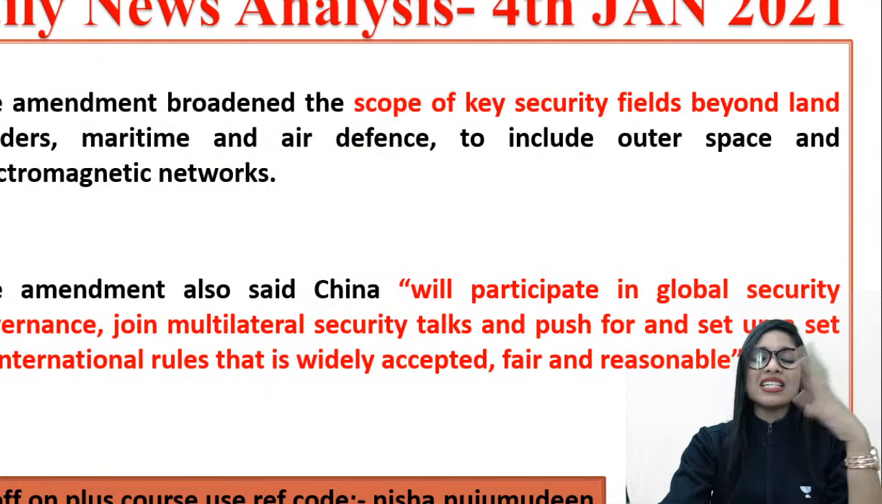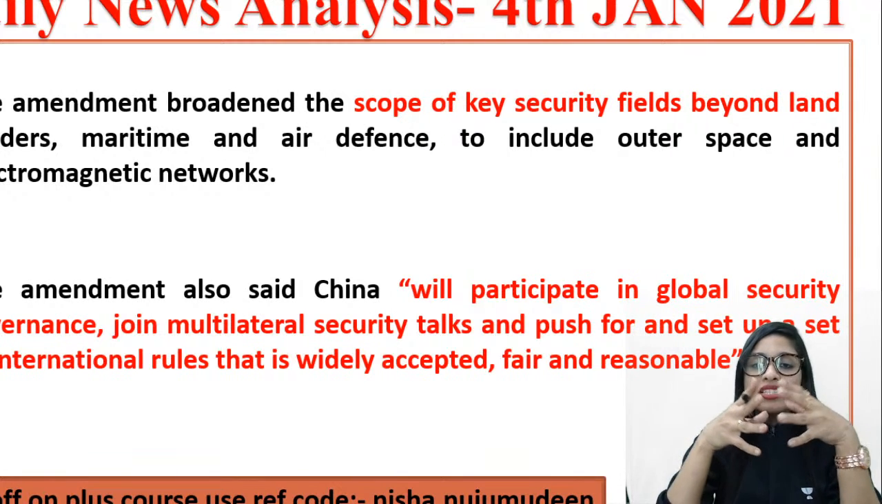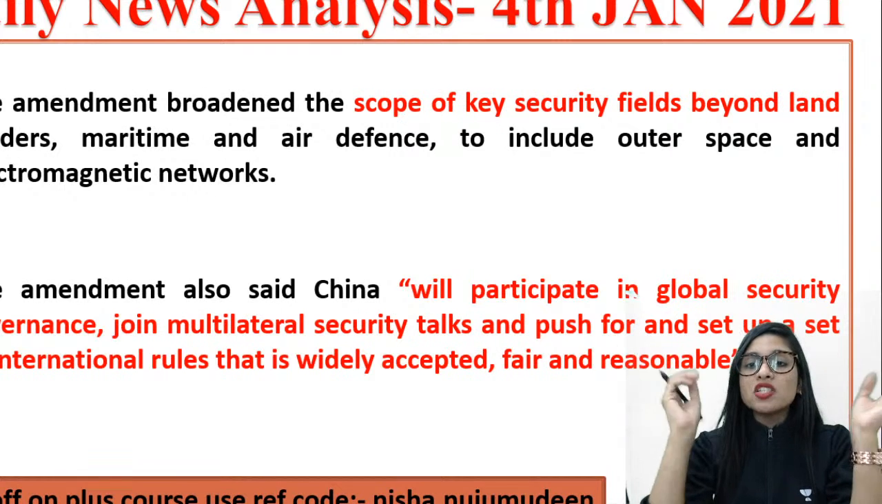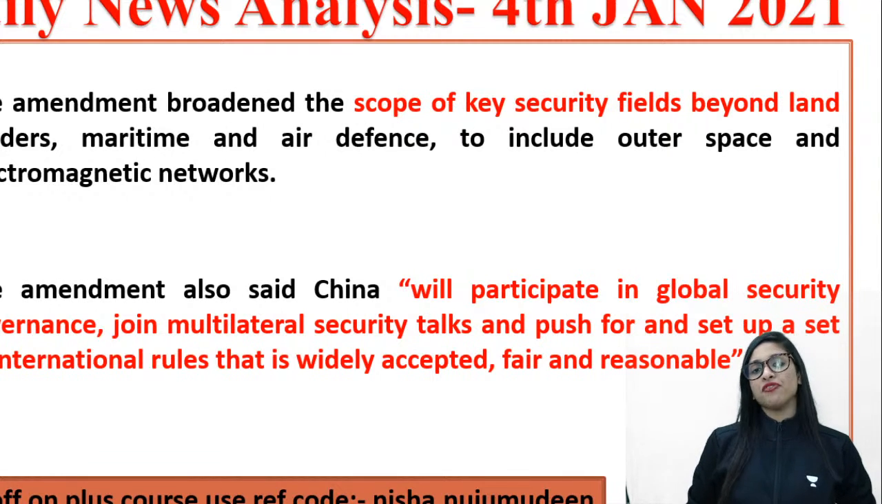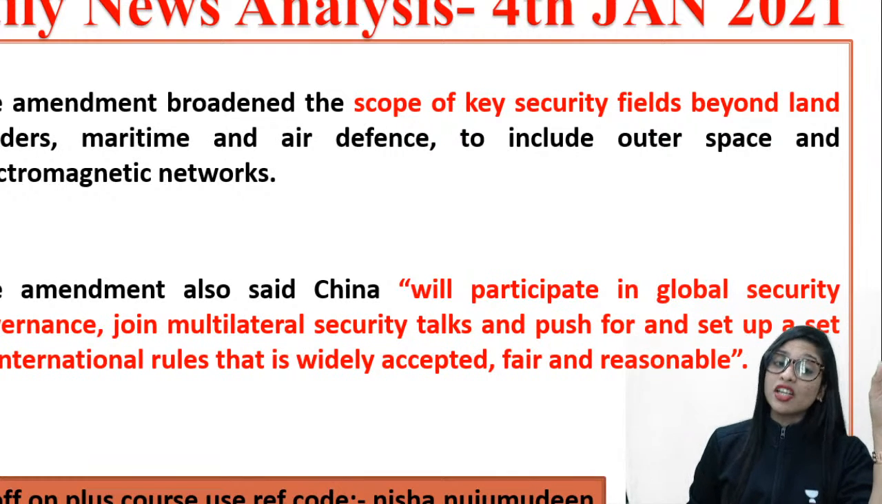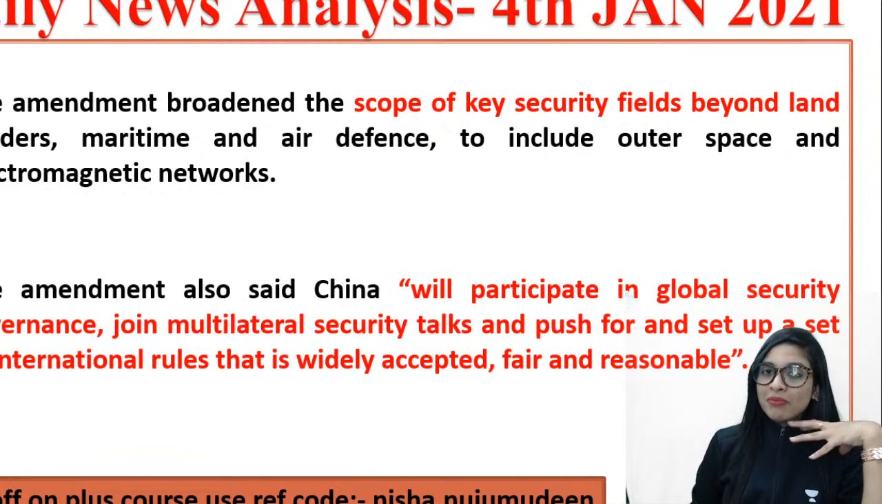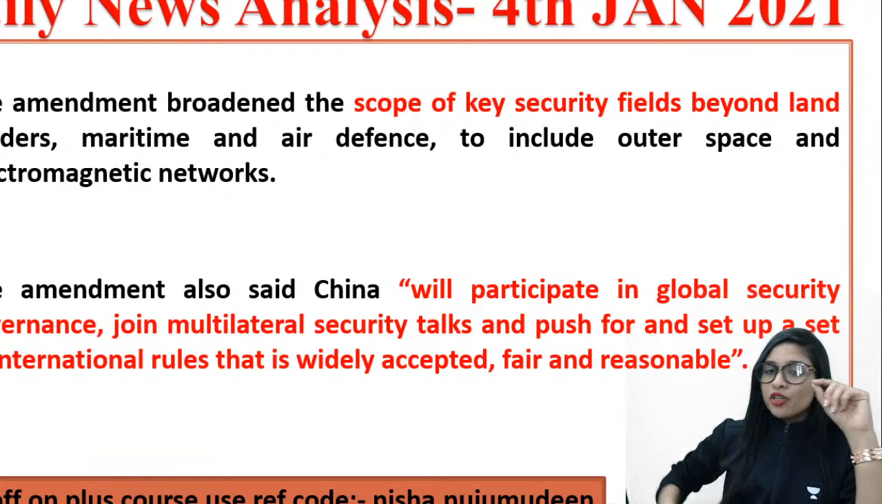And the next reason why China suddenly did that is because such an amendment benefited China, because they could widen the scope of key security fields beyond land borders, maritime and air defense, so that they'll be able to include outer space and electromagnetic networks. And when China's national defense law was amended, it also said China will participate in global security governance, and when they do that, automatically they'll be able to join the multilateral security talks. Now, did you see something?